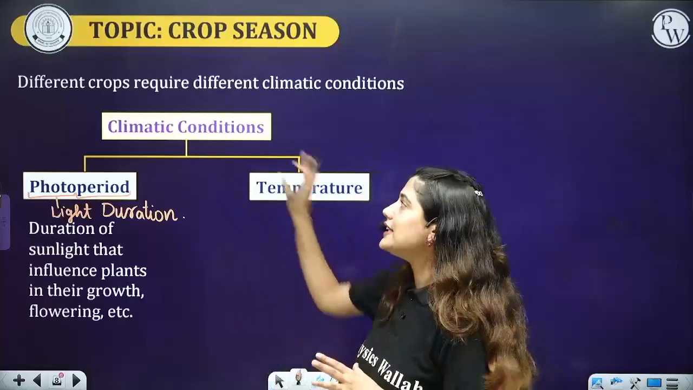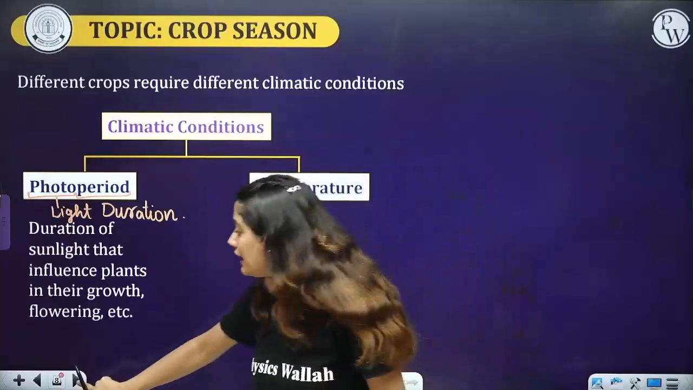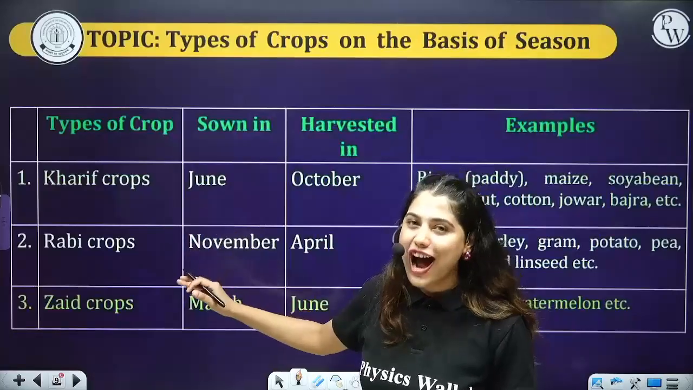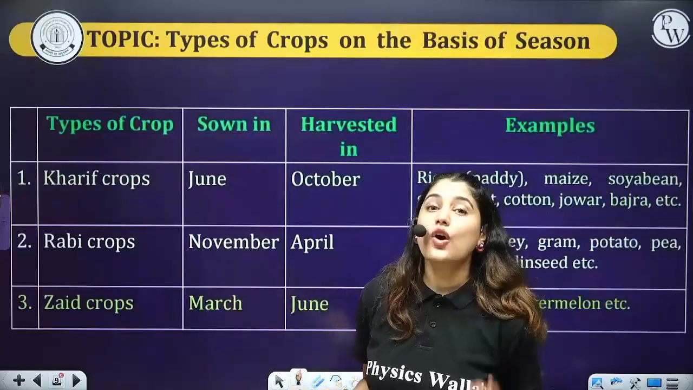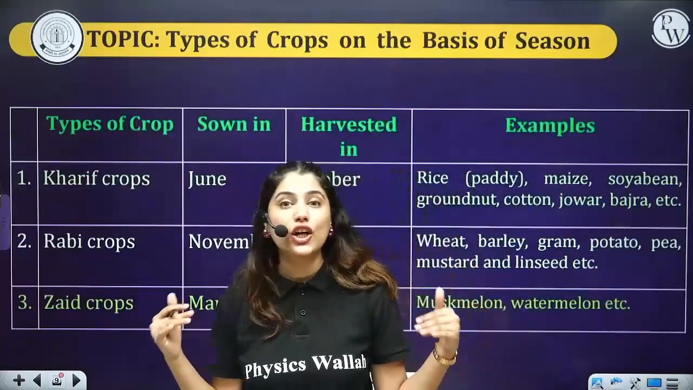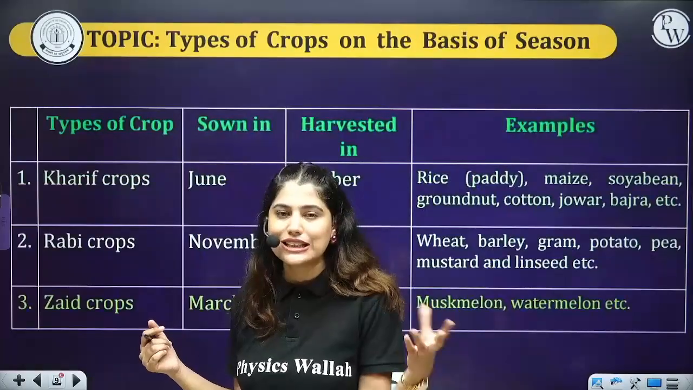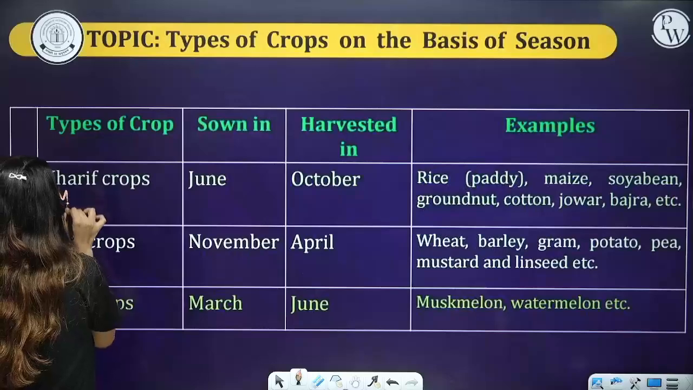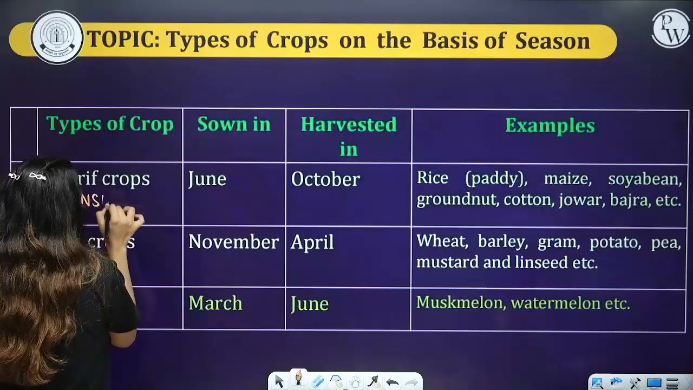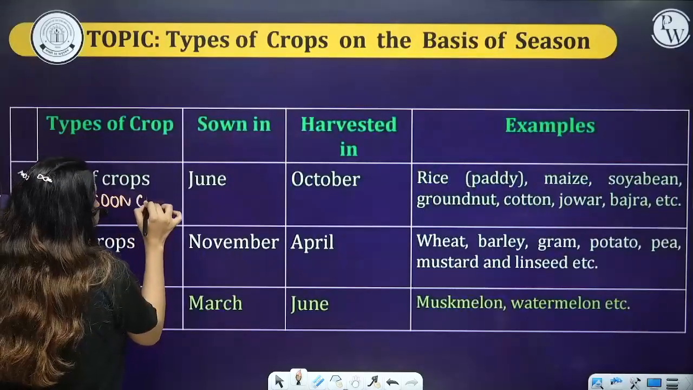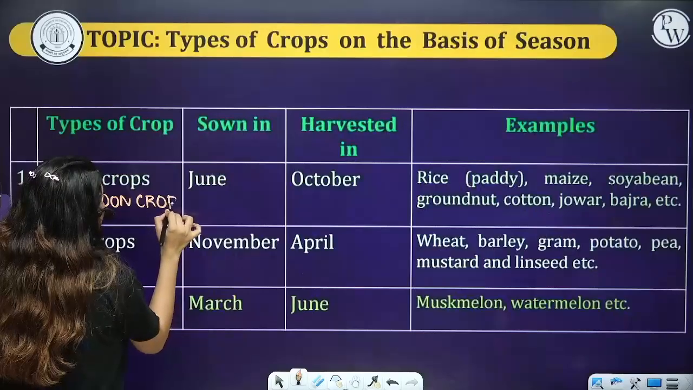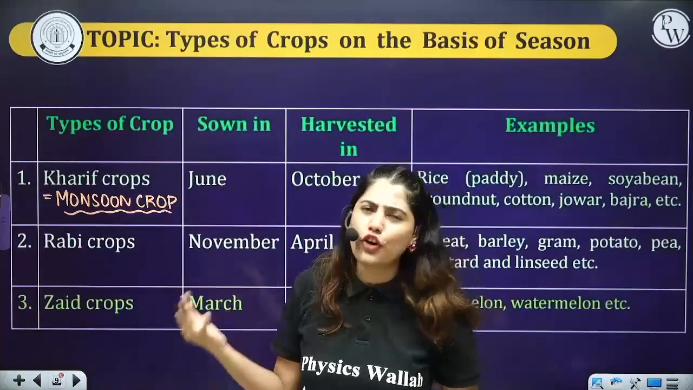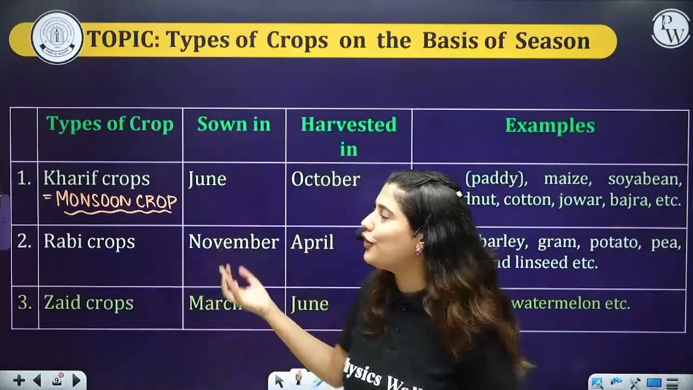So on the basis of different climatic conditions, there are three types of crops, that is Kharif, Rabi and Zaid. Now Kharif is the one which generally grows in the monsoon season. Hence we're going to call this crop the monsoon crop. Since it grows in the monsoon season, therefore we're going to call it the monsoon crop, right? Or shall I say the rainy crop? You can call it the rainy crop also, one and the same thing.